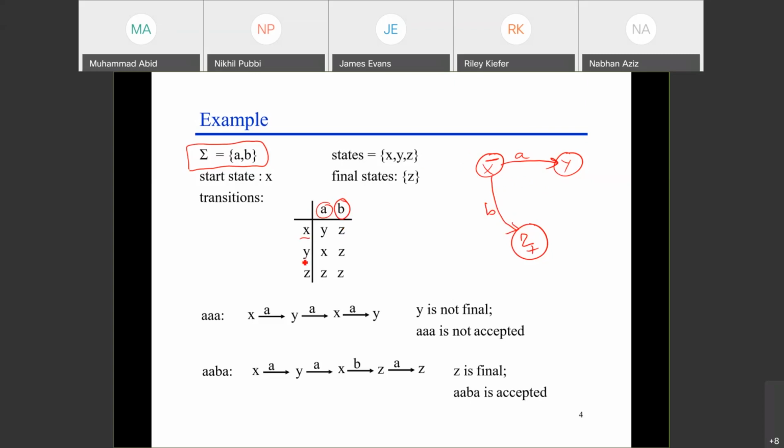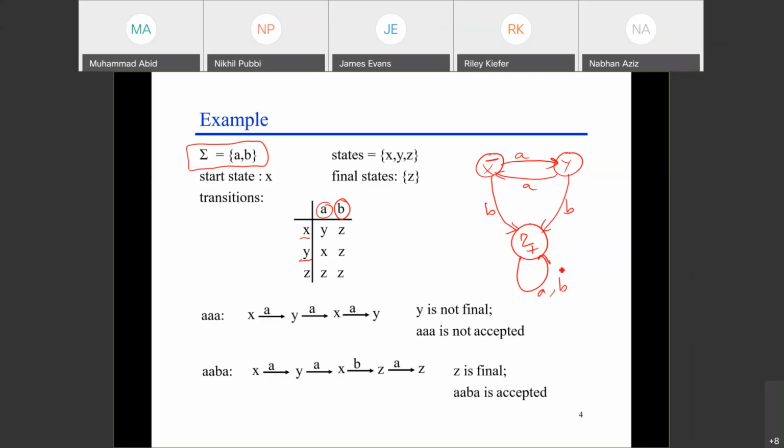Then at state Y, if I receive a as input, I will go to X. At state Y, if I receive b as input, I will go to Z. At Z, if I receive a as input, I will stay at Z. If I receive b as input, I will stay at Z. So either you draw two loops like this, or you can combine these two loops and label it a, b. It is the same thing.